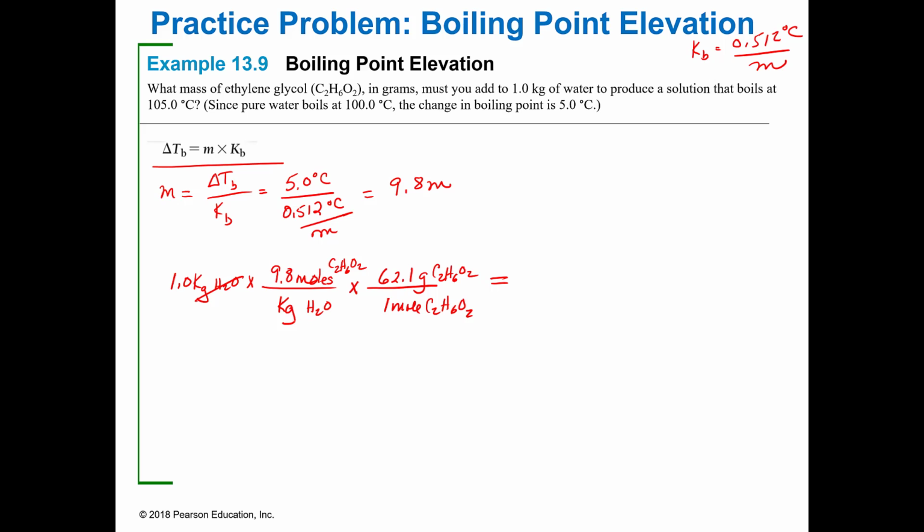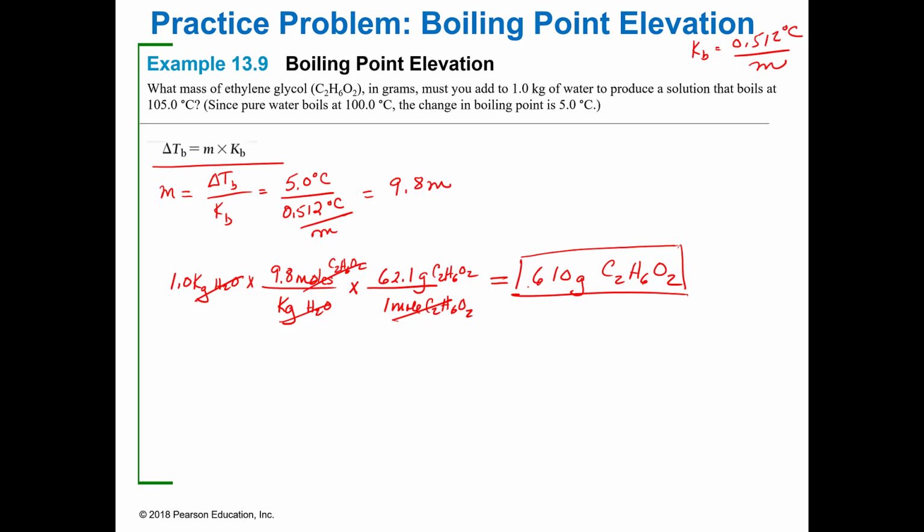we're going to get rid of kilograms of water and moles of ethylene glycol. We're left with grams of C2H6O2, which is what we're looking for. And so we do our calculation, and we are going to get 610 grams of C2H6O2.